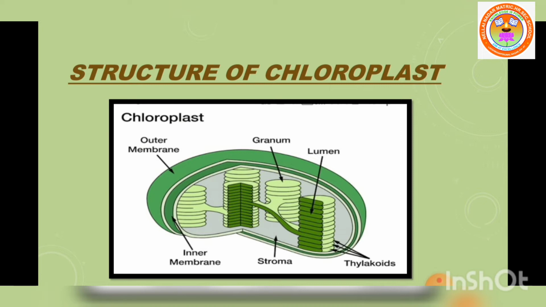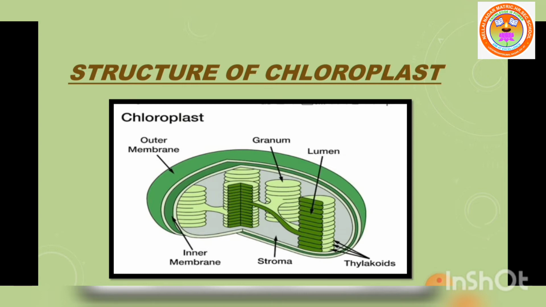Just see the picture: outer membrane, inner membrane. So, this is the envelope of chloroplast. Chloroplast is a double membrane bound organelle. It is surrounded by two membranes, outer membrane and inner membrane. So, the chloroplast envelope has outer and inner membranes which are separated by the intermembrane space.